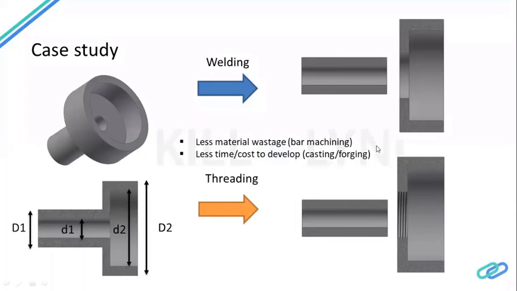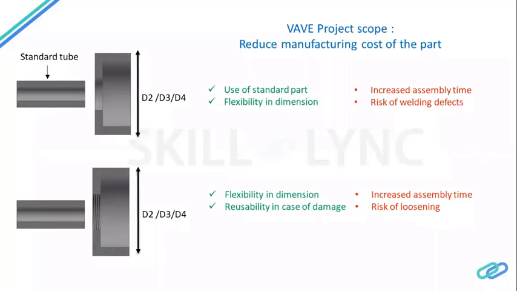Why not another option? Why do you also need a welding process? Why don't you provide threads on this part? So an internal thread on this part and an external thread on this part, and just thread these two parts together. So this is an even better solution. Let's see some of the benefits again.